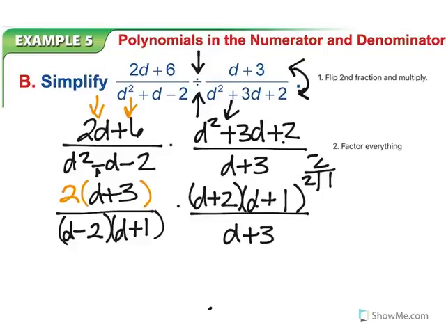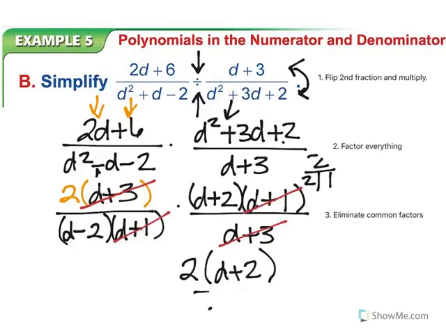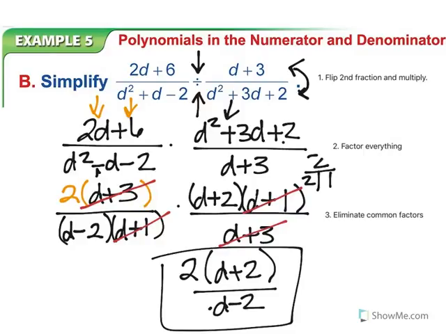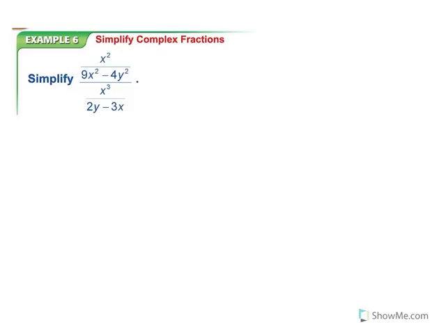Once we get to this step, we need to eliminate common factors. So, it looks like we have a d plus 3 and a d plus 3, one in the top and one in the bottom. And we also have a d plus 1 in the numerator and a d plus 1 in the denominator. So what's left is 2 times d plus 2 divided by d minus 2. And that's your answer.